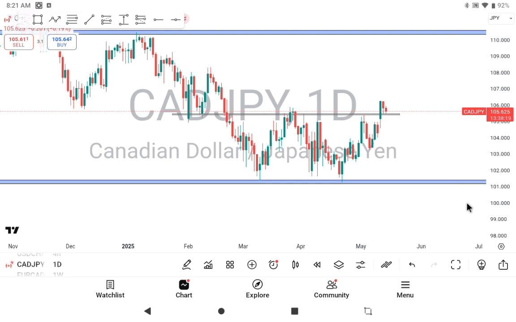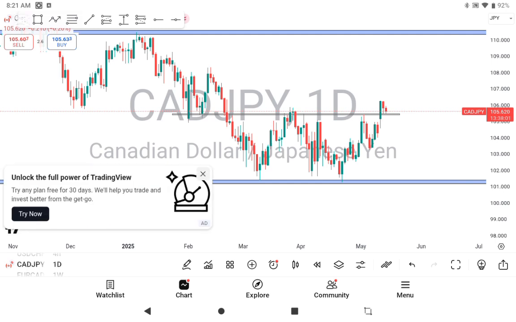Right in front of me, I have the CADJPY on the daily time frame. So let's dive into the chart analysis on CADJPY. Let's see how CADJPY is about to move. Is it moving to the upside or does it want to move to the downside? So let's dive into the chart analysis.